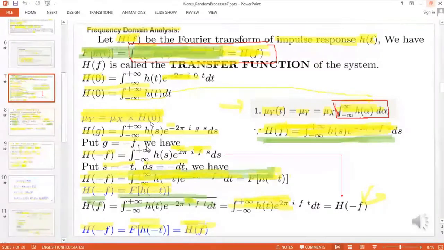Then we calculate what H(g) is. Instead of f, we are using g. So using g, we know that it is again the Fourier transform of the impulse response h(t). Instead of h(t), we are writing the variable s, so it's the variable of integration. Either you can write t or s. So I write s, and this is the kernel of the Fourier transform. And then we put g equal to minus f here. If you put g equal to minus f, on the left hand side I will get capital H of minus f, and on the right hand side this minus becomes plus, and I will get this one.